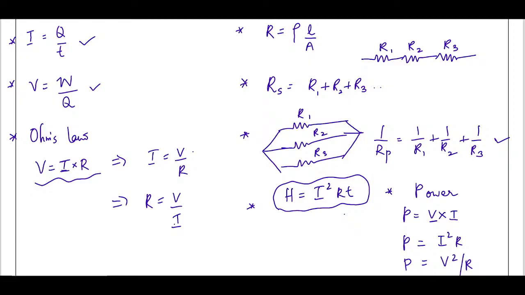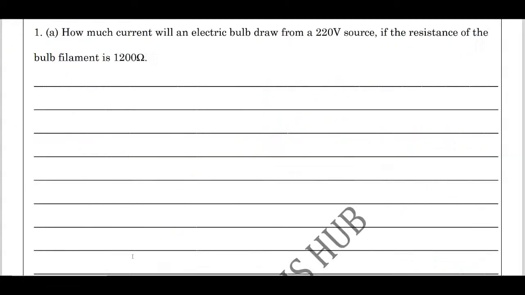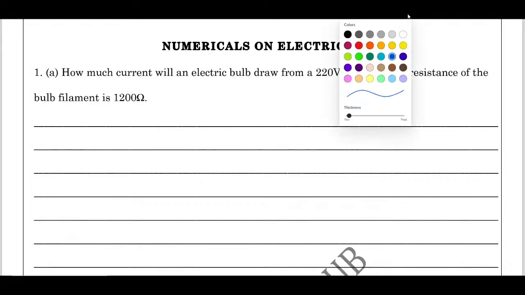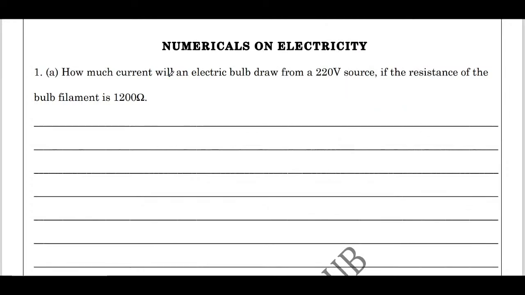Now we'll start solving the problems. Dear students, moving to the first question. How much current will an electric bulb draw from a 220 volt source if the resistance of the bulb filament is 1200 ohms? Students, first always write down the given data.